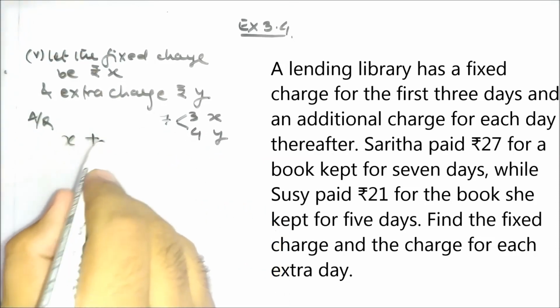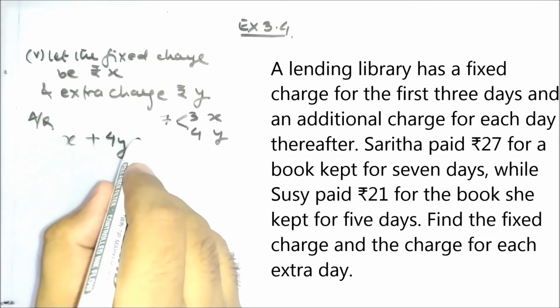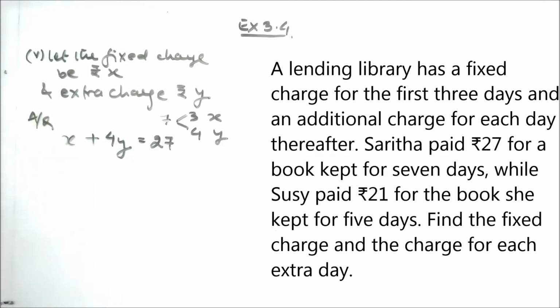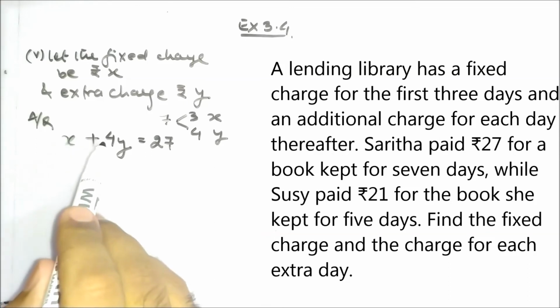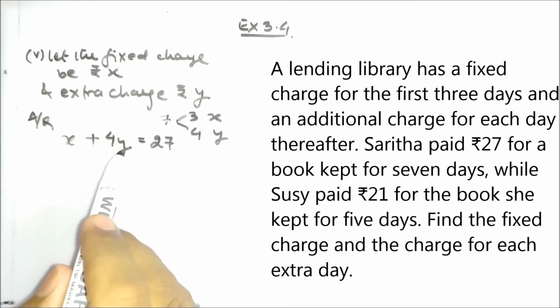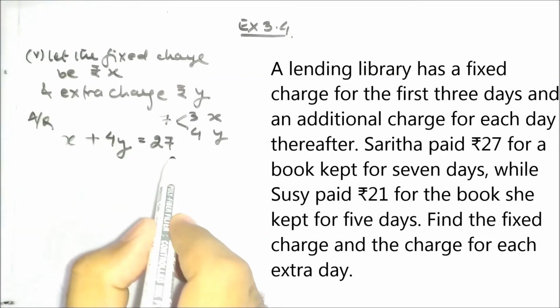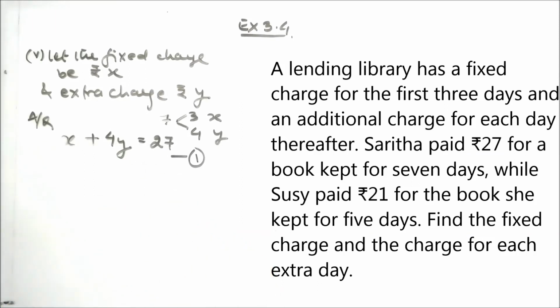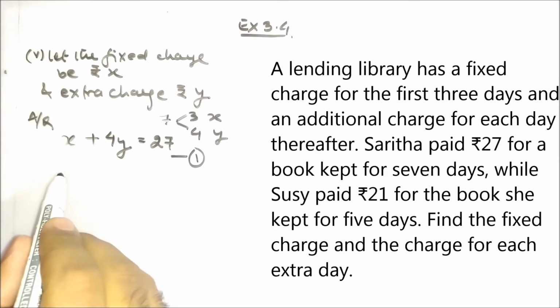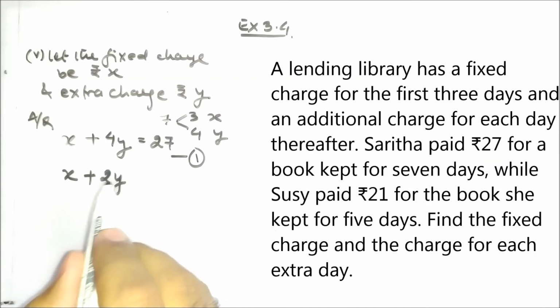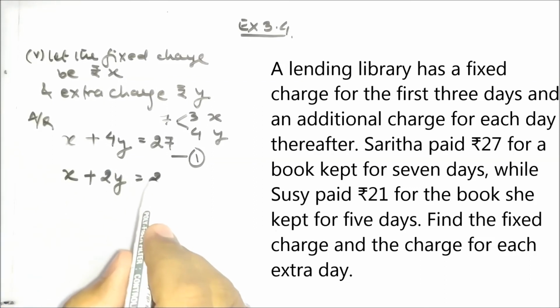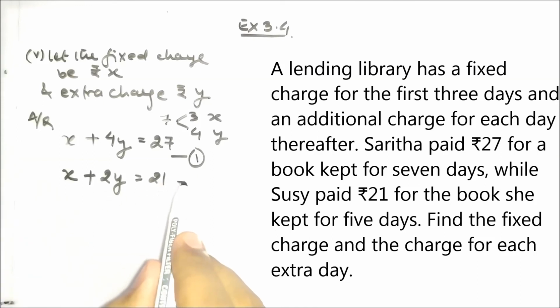So X plus 4Y, this was the total charge, that will be 27 here. I hope you understood how we wrote this equation. Out of the total 7 days, for the first 3 days there is a fixed charge, and for the remaining 4 days, she has to pay the per day charge. This will be equation number 1. The next situation is, for 5 days Susie paid 21 rupees. So again, out of that 5, X will be for 3 days, and the 2 remaining days will be for Y, and the total amount paid is 21. And this is your equation number 2.